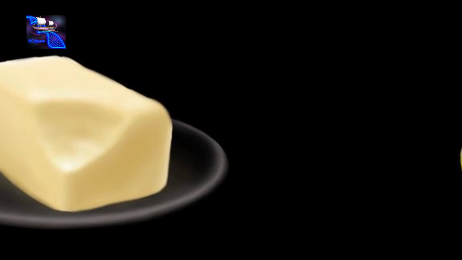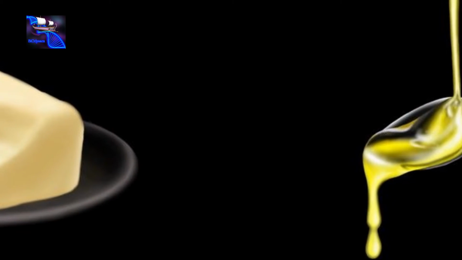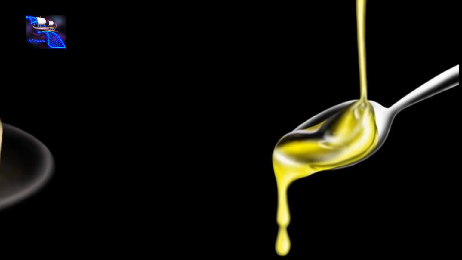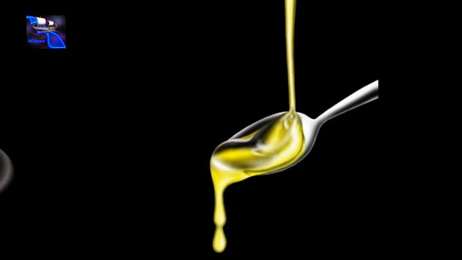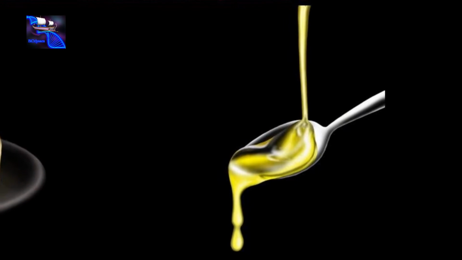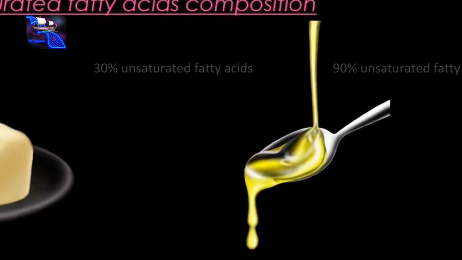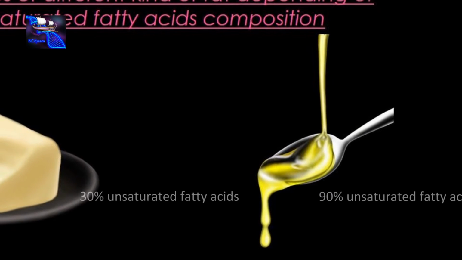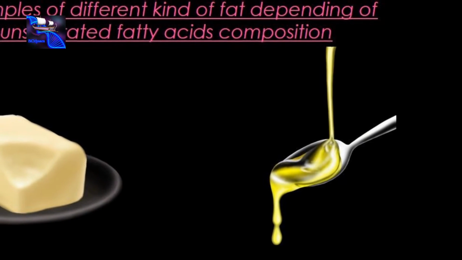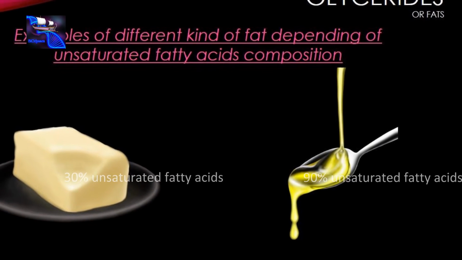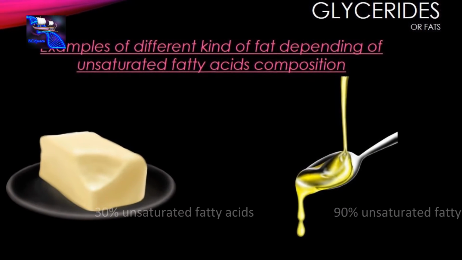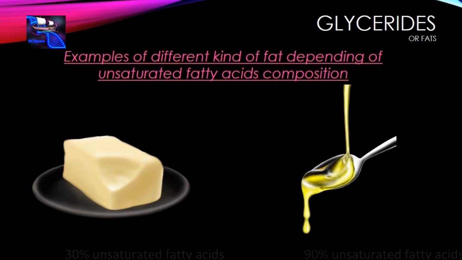Therefore, a preponderance of unsaturated fatty acids will decrease melting temperature, while conversely, too many saturated fatty acids will solidify fatty bodies at room temperature. Thus, butter is composed of triglycerides with around 30% of unsaturated fatty acids, whereas they represent 90% of fatty acids in olive oil. This explains why one is solid and the other one liquid on your table.